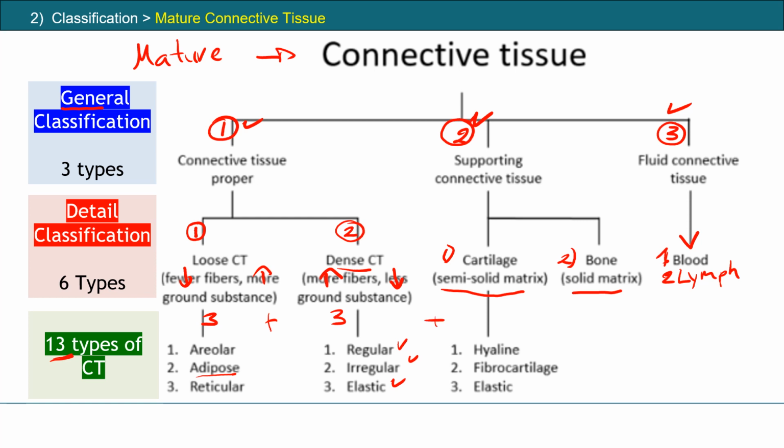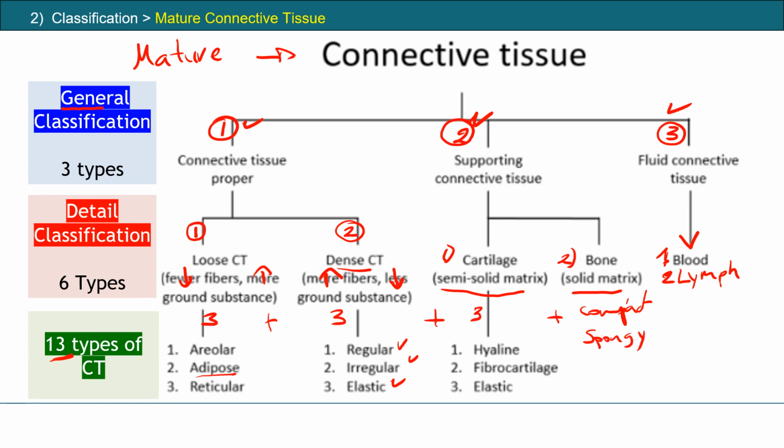And finally, we will have two more groups: the cartilage, which will have three more types, and the bones, which can be compact and spongy.